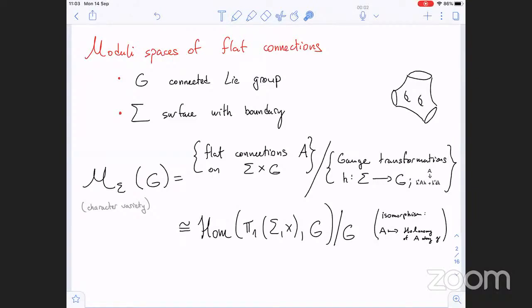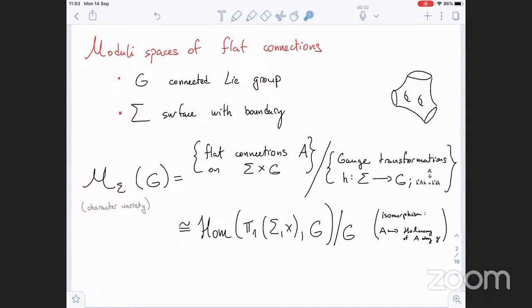and we take them up to gauge transformations. Gauge transformations can here just be seen as functions from the surface to the group. And if you have a connection, a Lie algebra valued one form on sigma, you can change it by this small formula here.